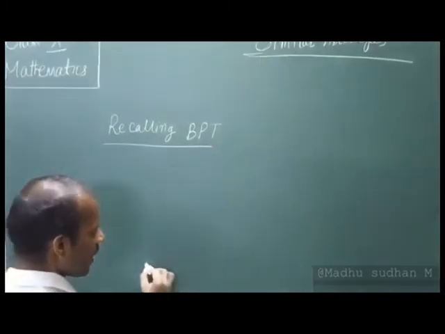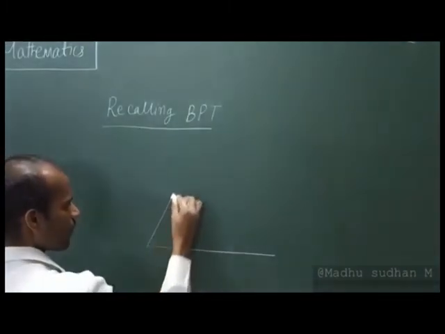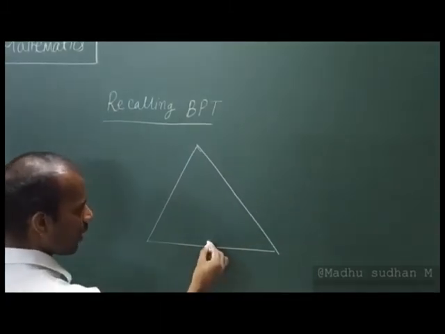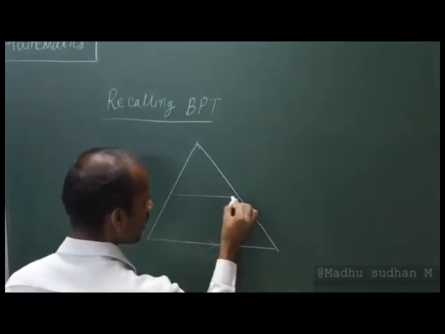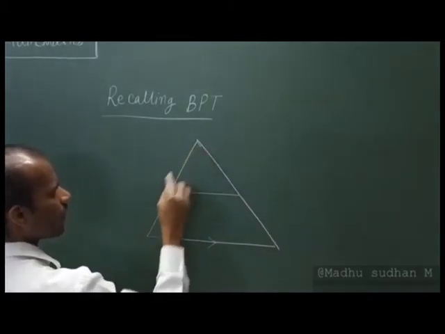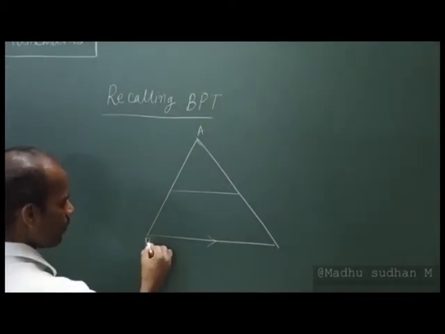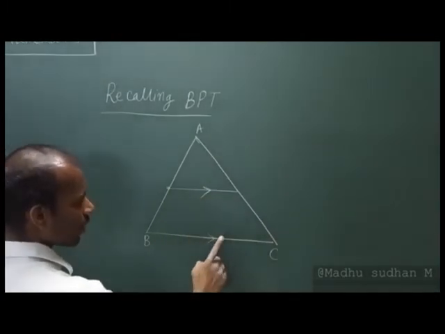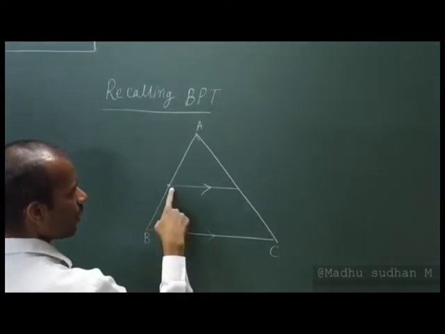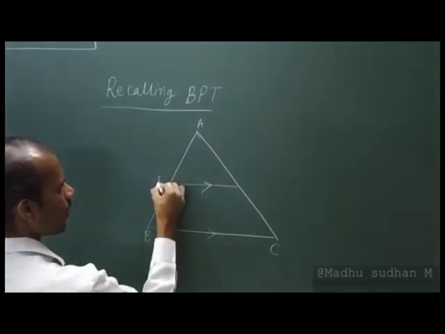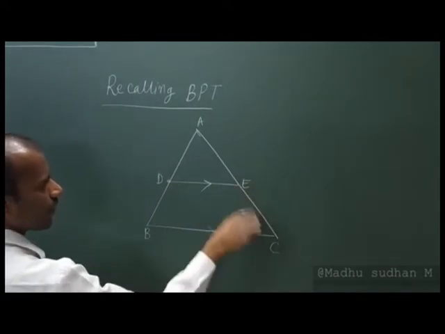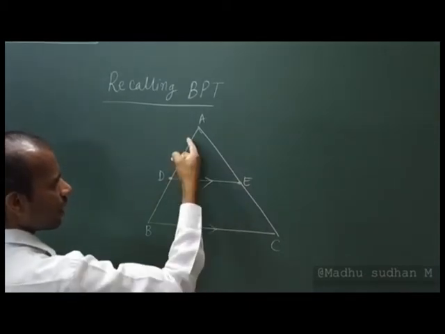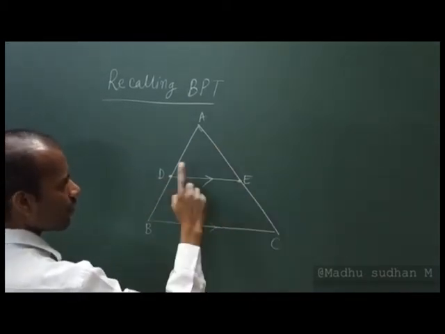When a line is drawn parallel to any side of a triangle, intersecting the other two sides, so let me write, this is triangle ABC. A line is drawn parallel to one side of a triangle, intersecting the other two sides. Let me write, this is D, E, intersecting the other two sides at distinct points. Then the other two sides are divided in the same ratio.